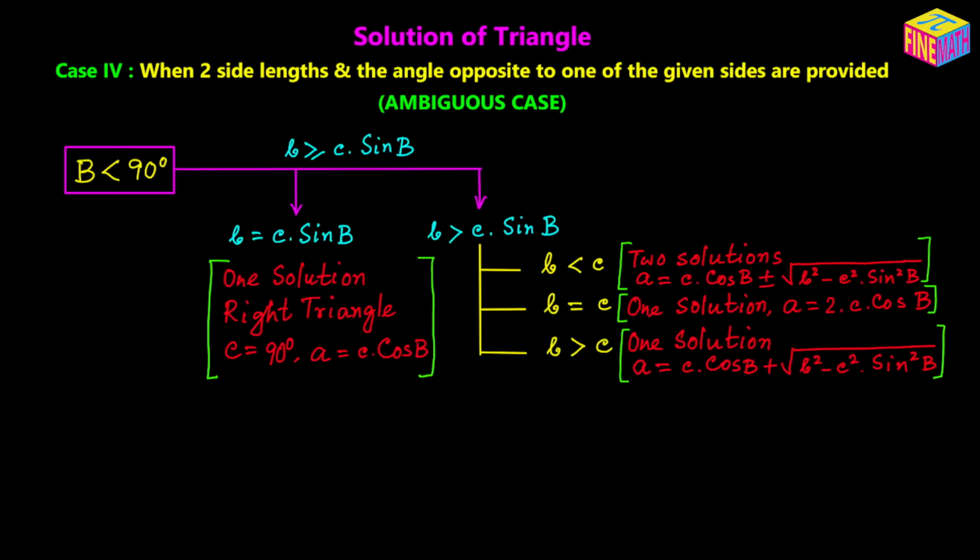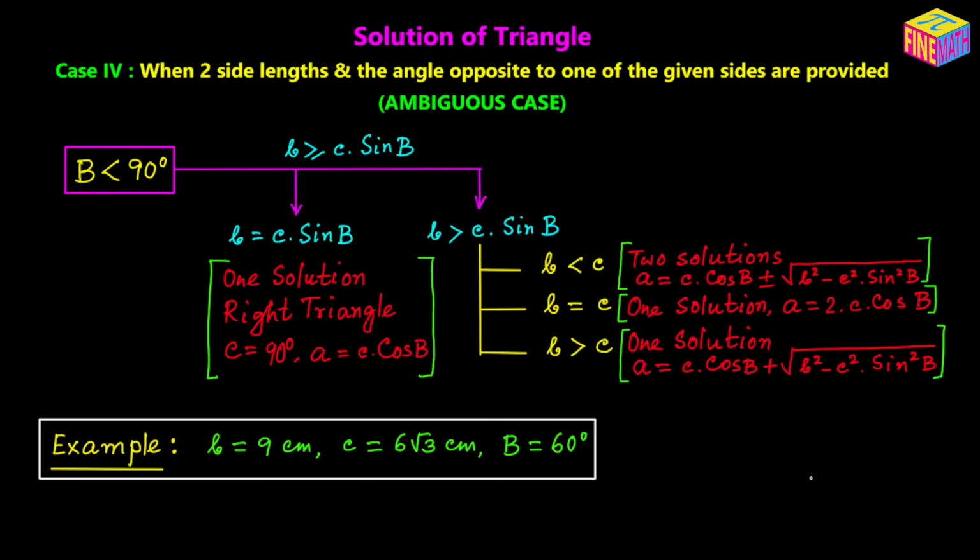Now let's take an example here. Let's suppose we have an example where side length b has been provided as 9 cm, side length c has been provided as 6 times square root of 3 cm, and angle B has been provided as 60 degrees. So this is an ambiguous case because we have been provided with two side lengths and an angle opposite to one of the sides.